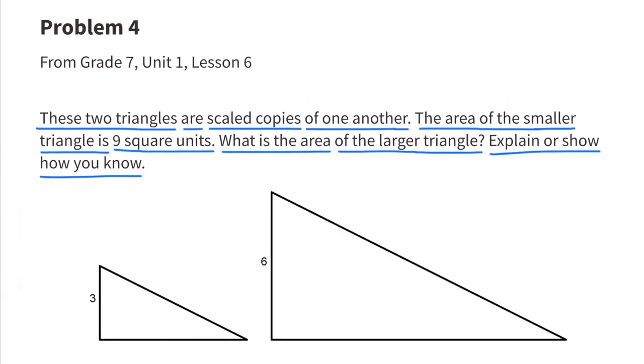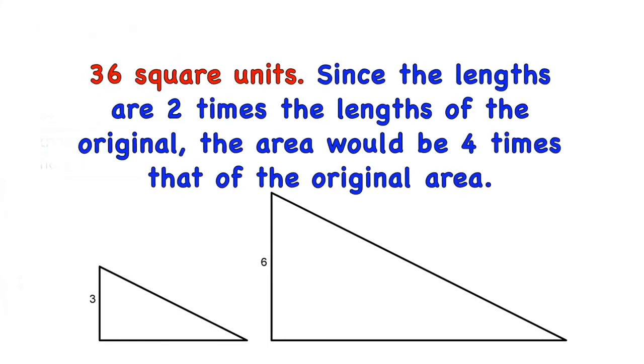These two triangles are scaled copies of one another. The area of the smaller triangle is 9 square units. What is the area of the larger triangle? Explain or show how you know. The area of the larger triangle is 36 square units. Since the lengths are 2 times the length of the original, the area would be 4 times that of the original area.